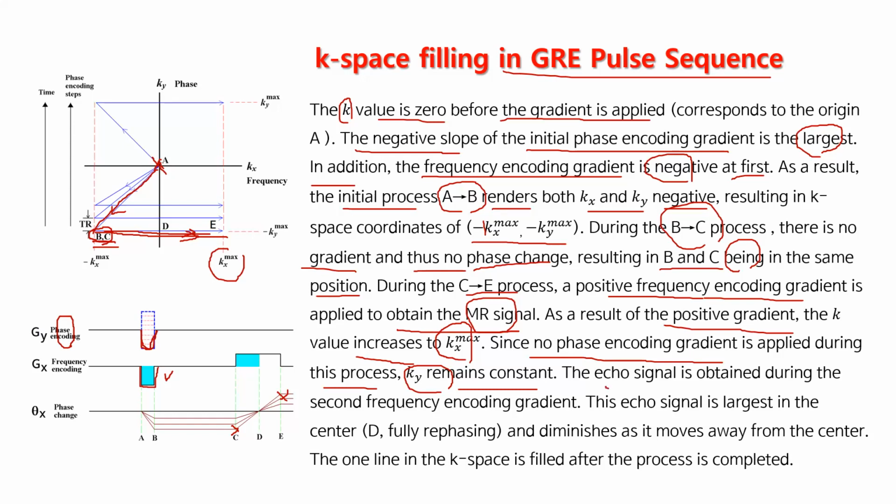So the echo signal is obtained during the second frequency encoding gradient. This echo signal is largest in the center, D, here, and diminishes as it moves away from the center. Okay. One line in the K space is filled after the process is complete.